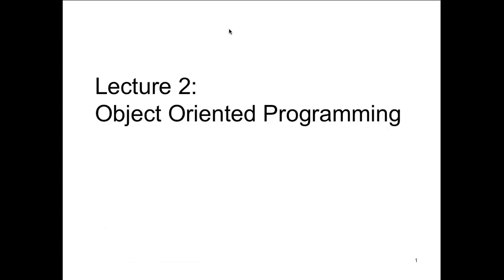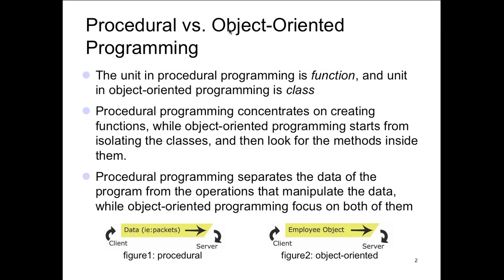So the focus of lecture number 2 is on object-oriented programming, looking at the concept of the object and how object-oriented programming is different from procedural programming. As we can see on the item on the right, if we have a program, we would have an employee object, and on the left, if it was procedural, it would be something like a function. So a unit in procedural programming is sort of like the function. A unit in object-oriented programming is a class.